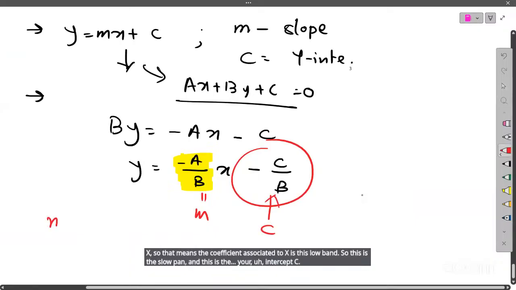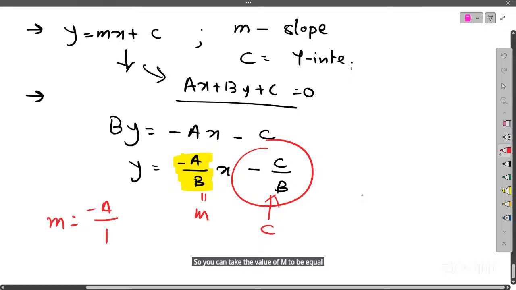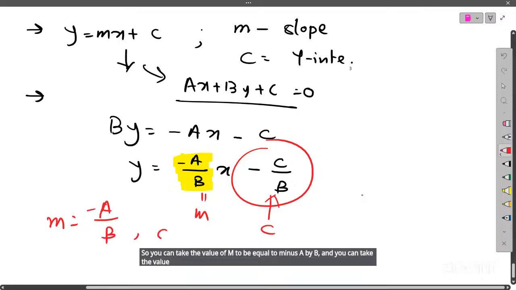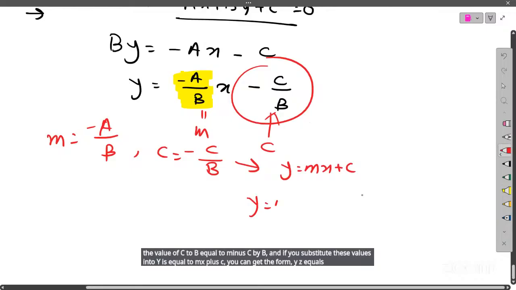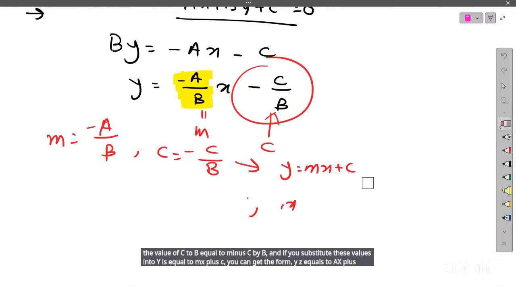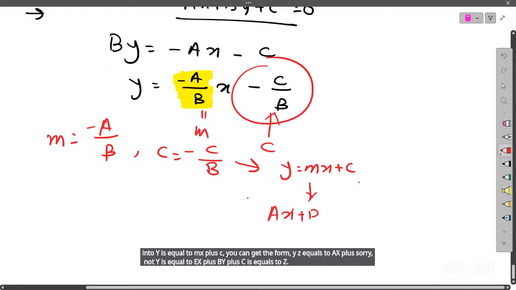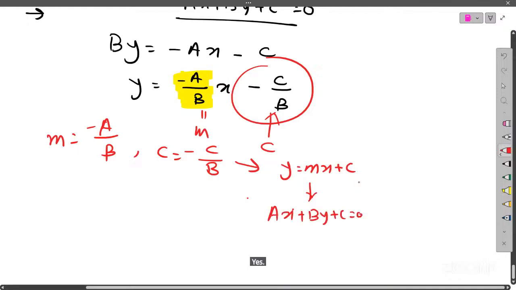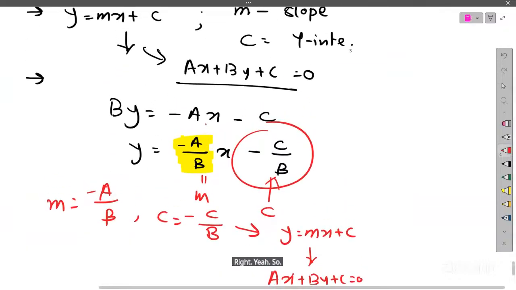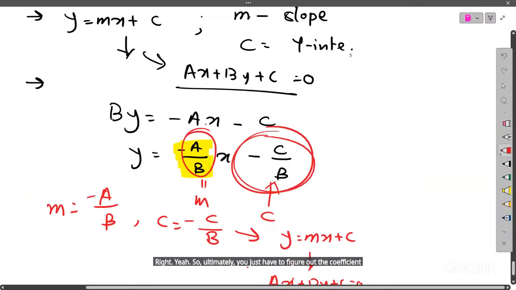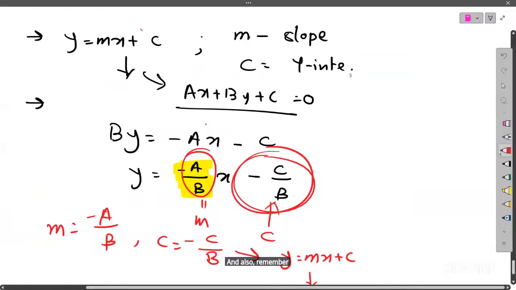So you can take the value of m to be equal to minus a by b, and the value of c to be equal to minus c by b. And if you substitute these values into y is equal to mx plus c, you can get the form ax plus by plus c is equal to 0. Ultimately, you just have to figure out the coefficients. Also remember that we are taking the plus sign here, so you have to take the y-intercept to be minus c by b.